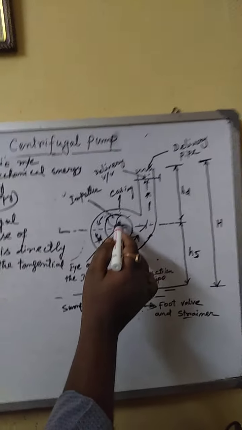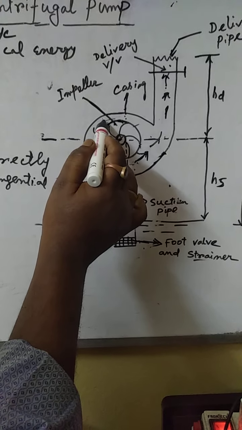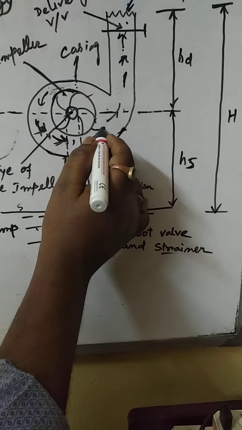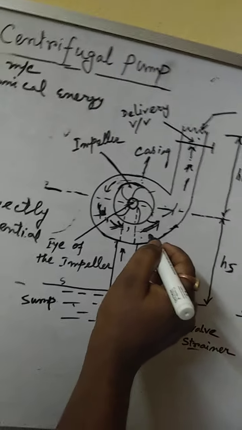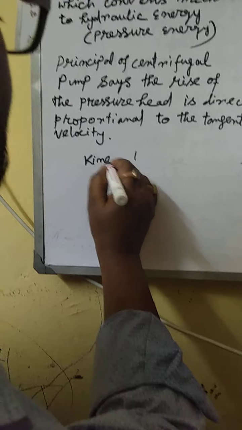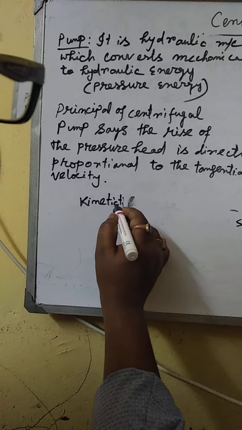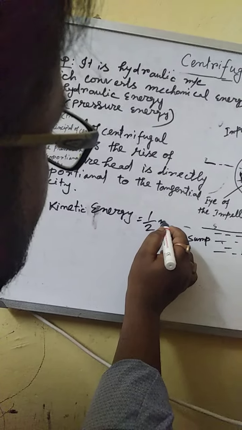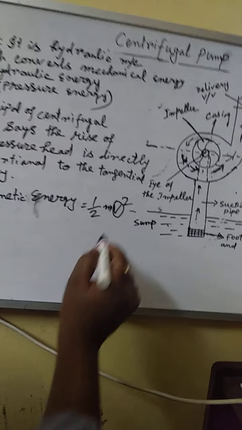When the impeller rotates, the water will also rotate, and tangential velocity will develop. We also know the kinetic energy: kinetic energy equals half m v square. Here v means the tangential velocity.